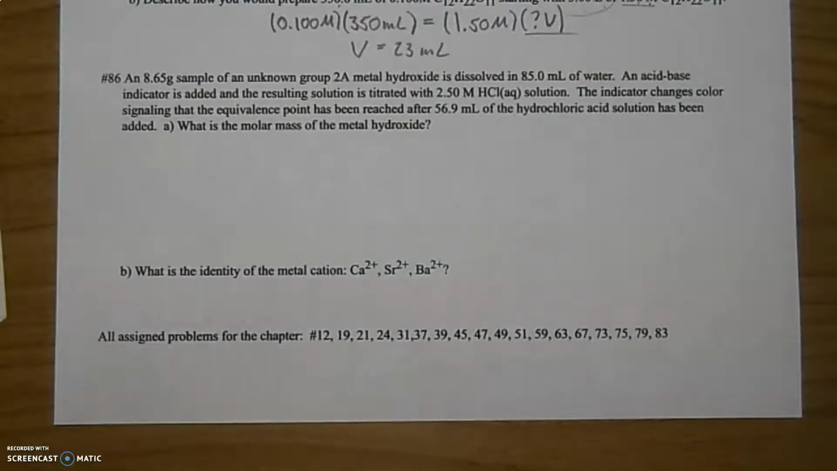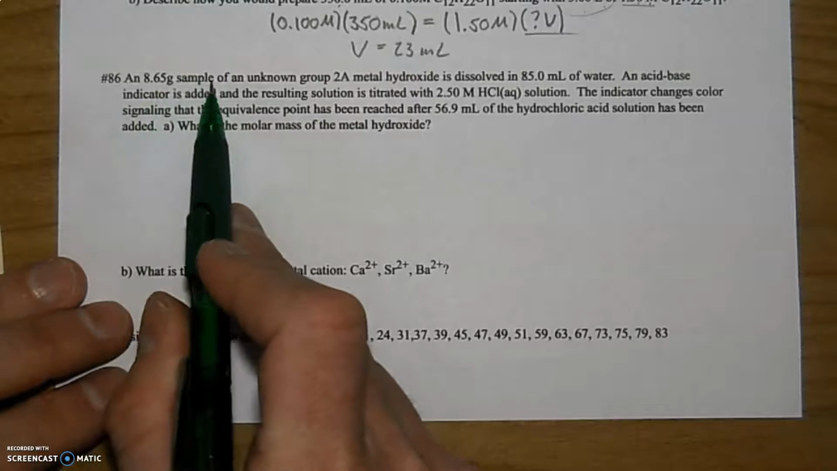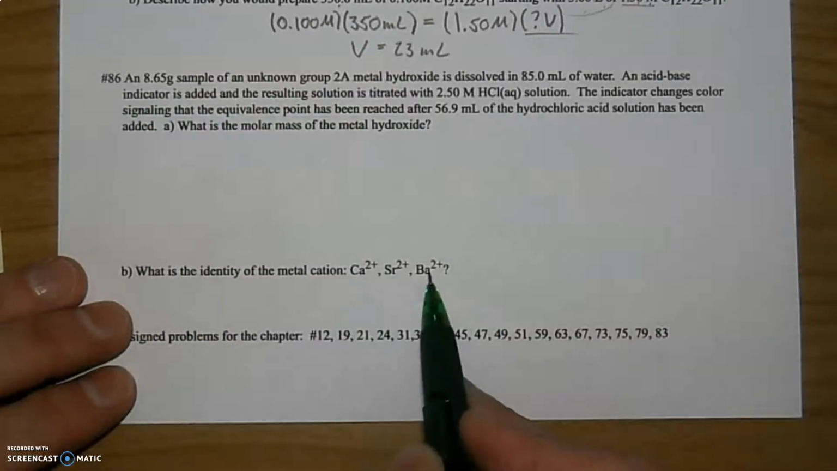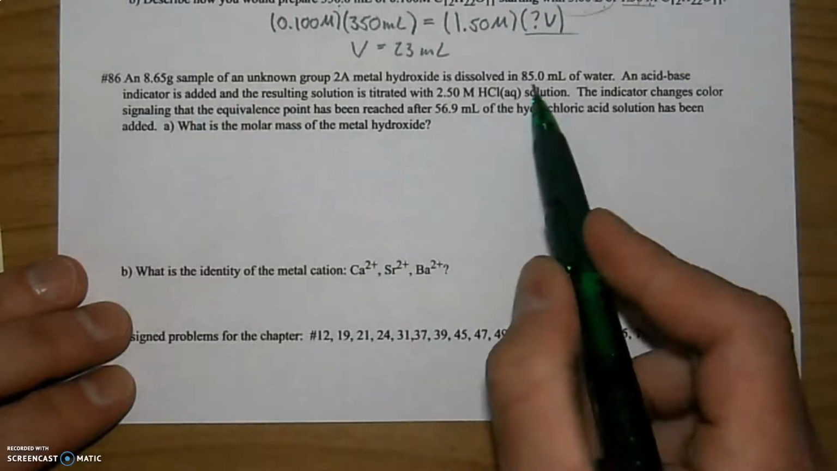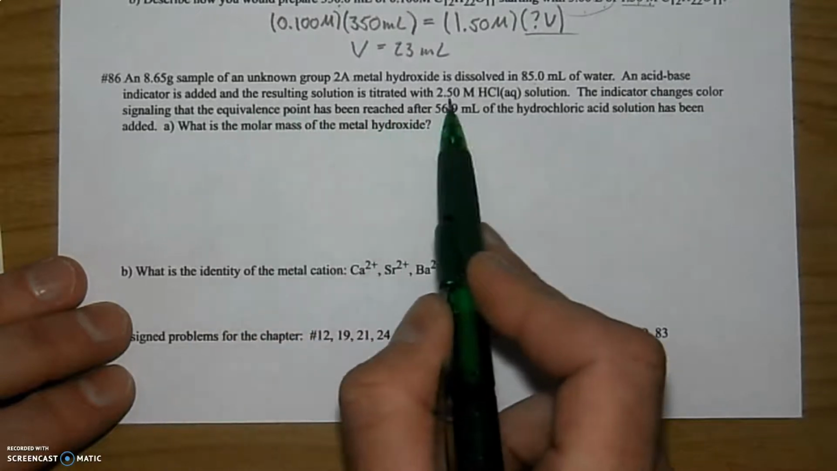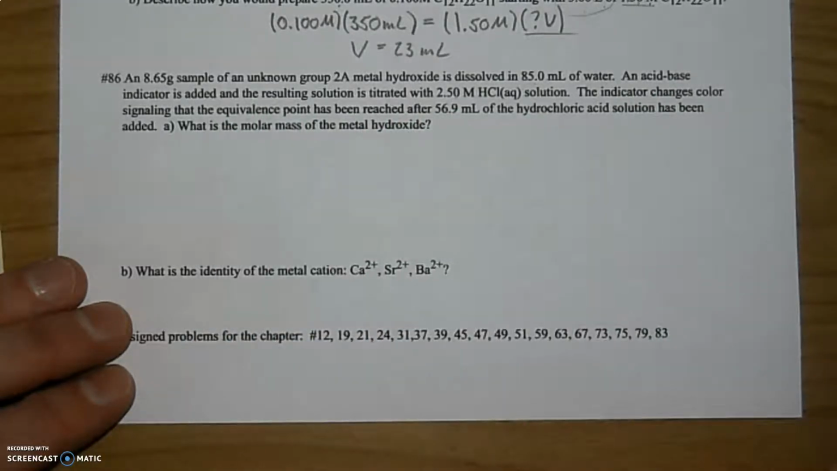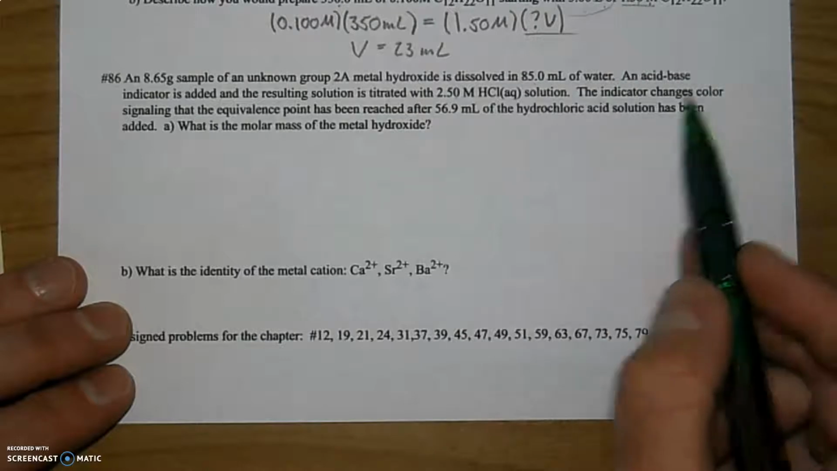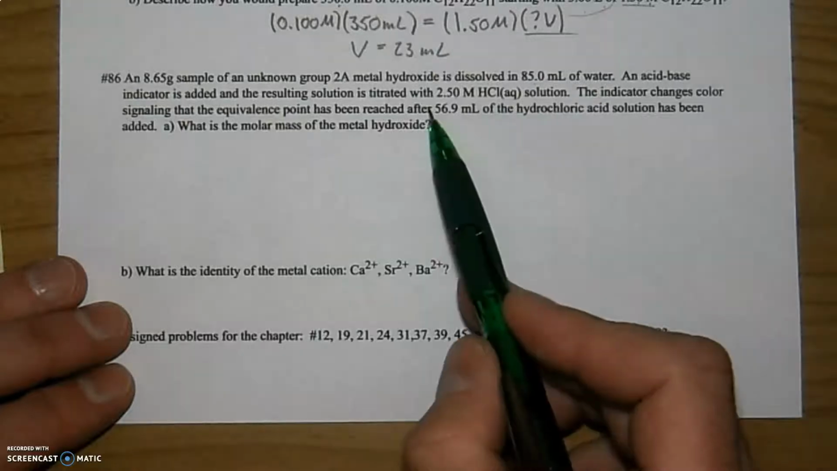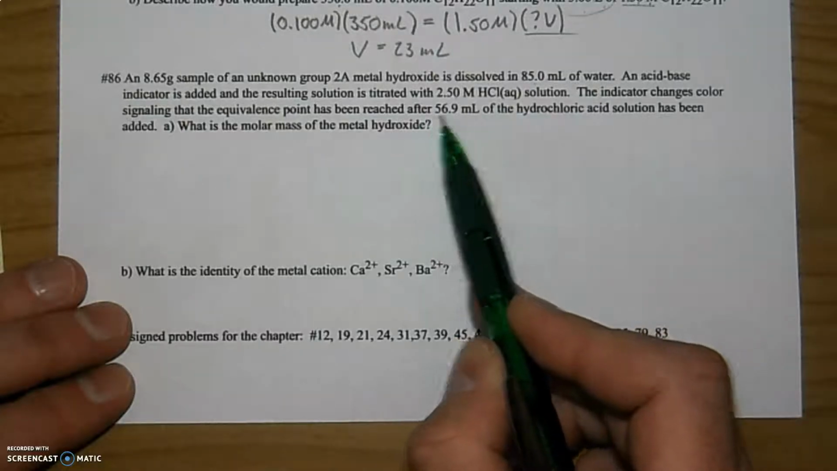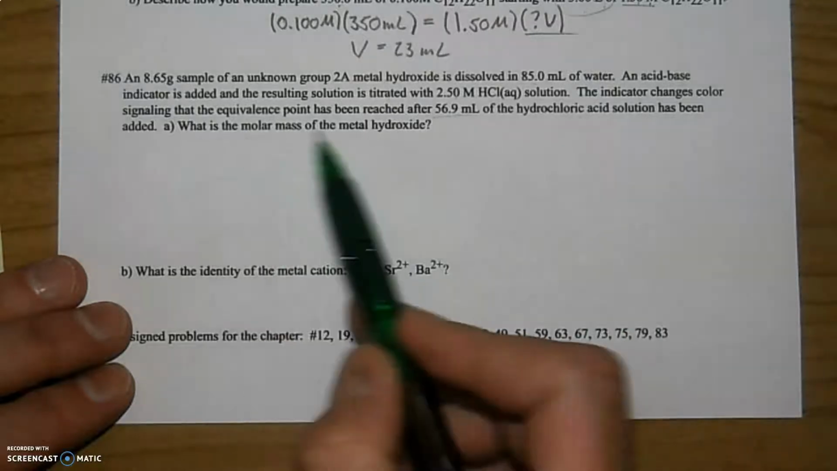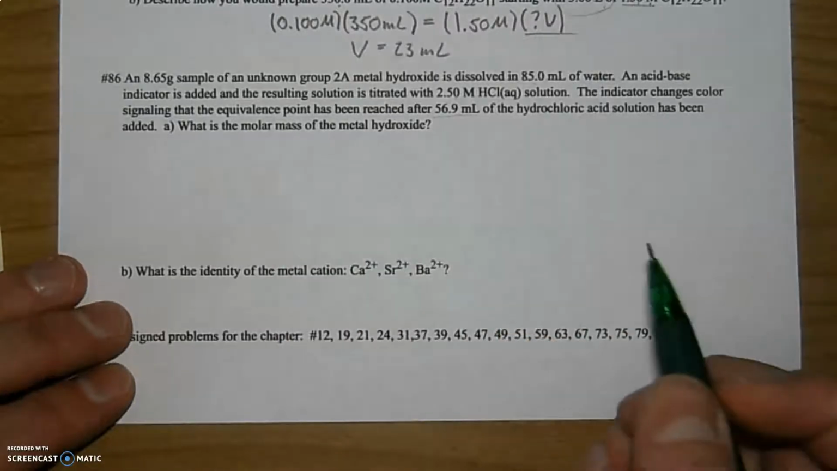Look at this problem. We have an 8.65 gram sample of some metal hydroxide. We don't know which. It's one of these guys. It's dissolved in 85 mils of water. An acid-base indicator is added and the resulting solution is titrated with a concentration of an acid solution. An indicator changes color, signifying an equivalence point. We will have talked about that in class. After we reach an equivalence of this amount of HCl, what is the molar mass of the metal hydroxide?